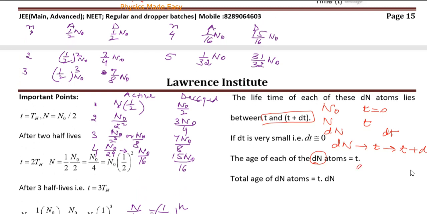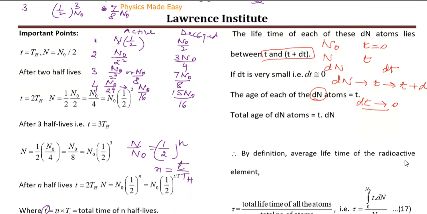Now, if this time dt is very small, then we can say that the life of dN atoms is t. The age of each of the dN atoms is t. Total age of dN atoms is t into dN.